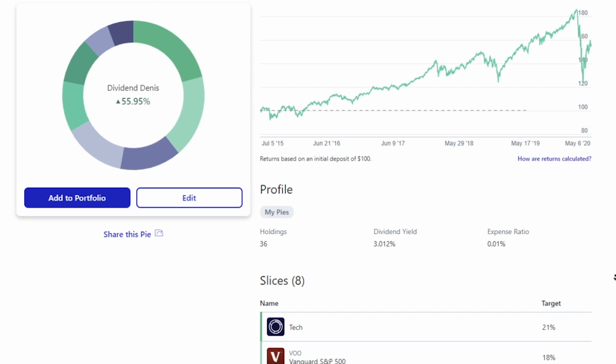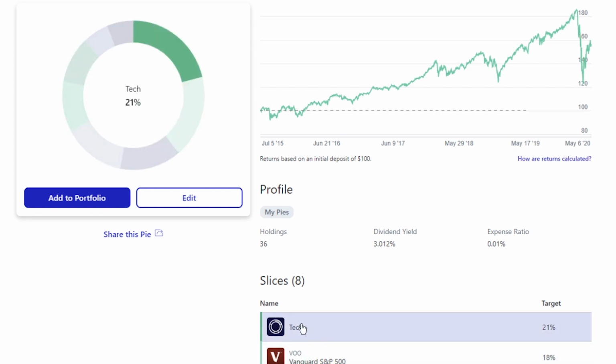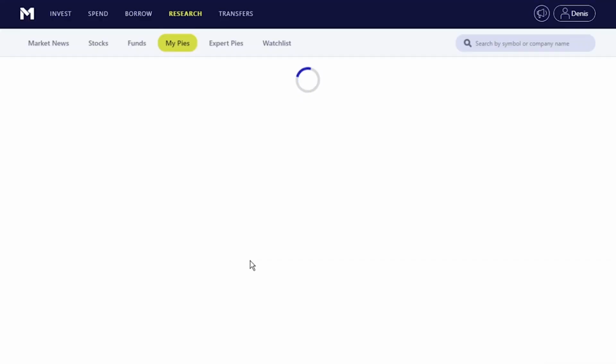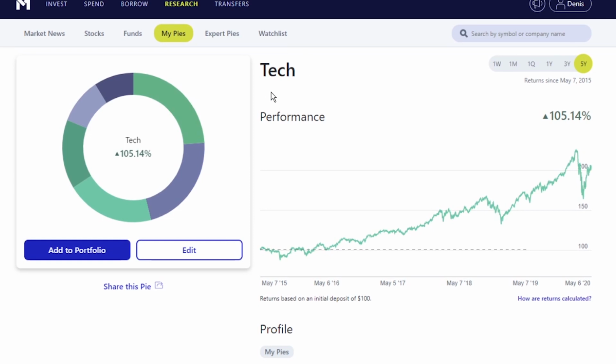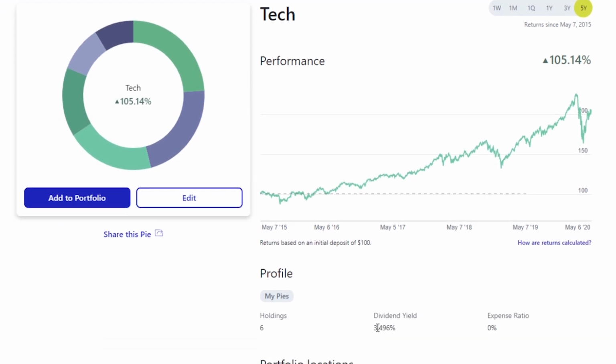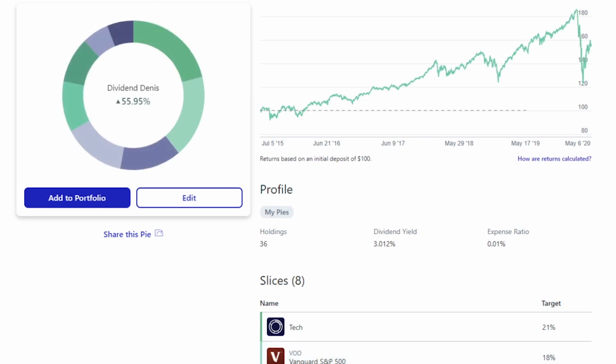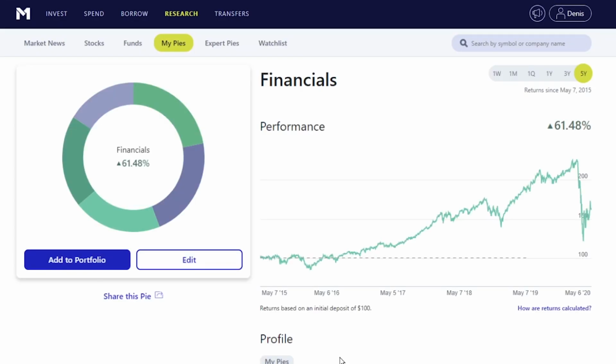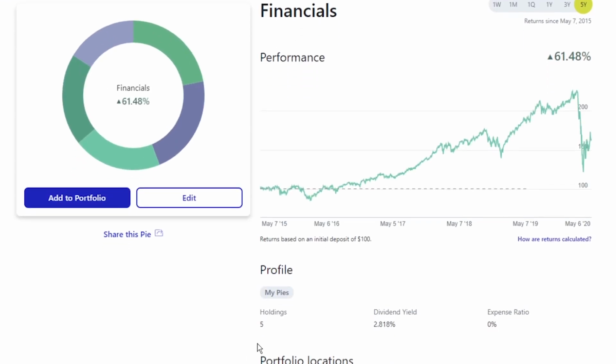The nice thing too with M1 Finance is I can go into my individual pies here and see how each one is doing. As an example, my tech pie has 6 holdings and my average dividend yield across the board is 3.496%. Of course, 0 expense because they're all just my own stocks. And then we can go into financials here. My financial pie has 5 holdings, and this dividend yield is 2.18%. Of course, again, 0 expense ratio on that.